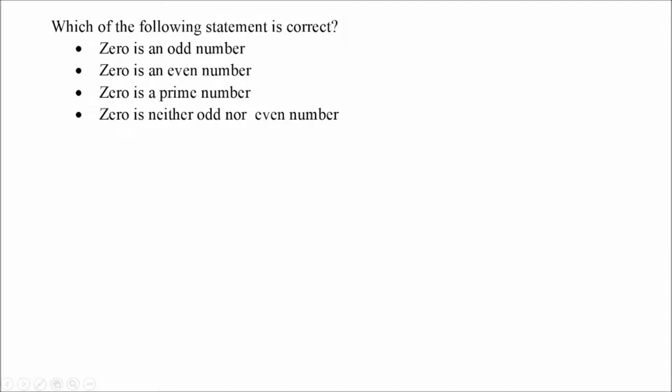Now let us see one more important question. Which of the following statements is correct? This is an important question. 0 is an odd number. This is wrong. 0 is an even number. This is also wrong. 0 is a prime number. This is also wrong. So you have to remember, 0 is neither an odd nor an even number. So this is our answer.